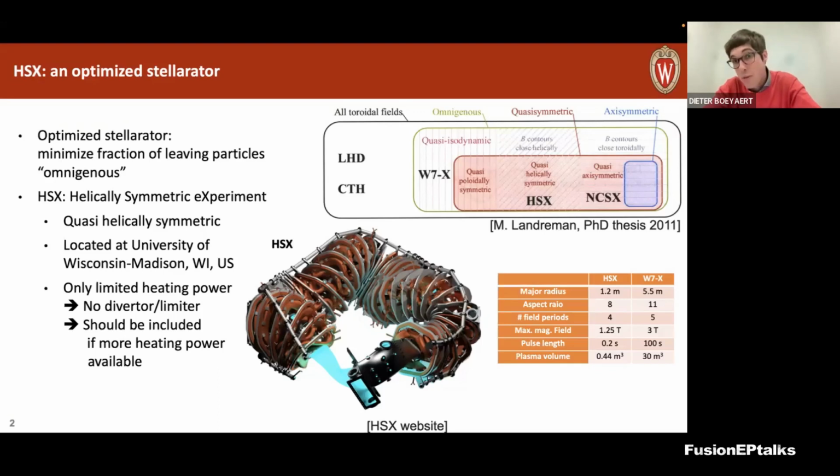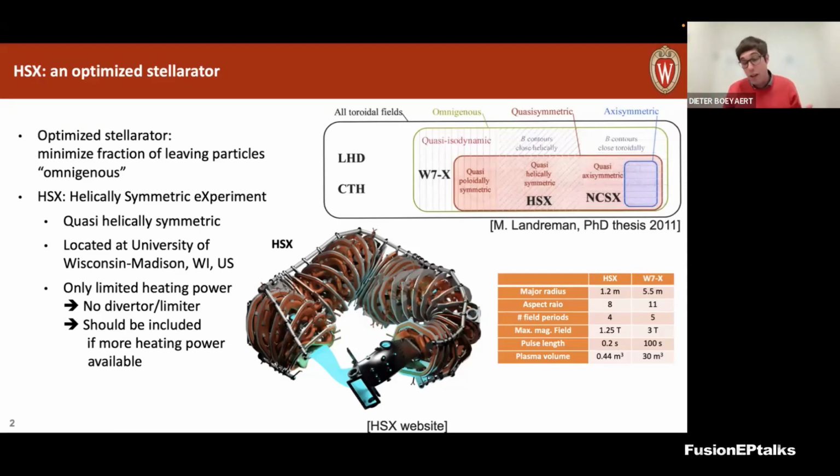And in comparison with W7X, it's a rather small stellarator. Here on the right, you can see a comparison between HSX and W7X. Where W7X has a major radius of 5.5 meters, HSX only has 1.2 meters. Also, the pulse length is only 0.2 seconds in HSX, whereas in W7X you can go even to 100 seconds. So there is also a difference in plasma volume. But with such a small stellarator, we can also explore what is possible.